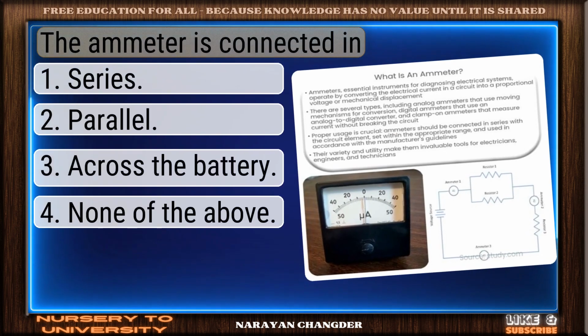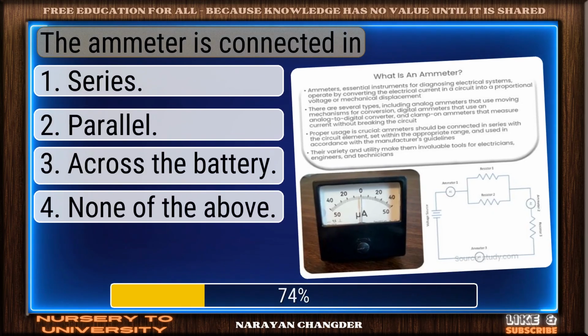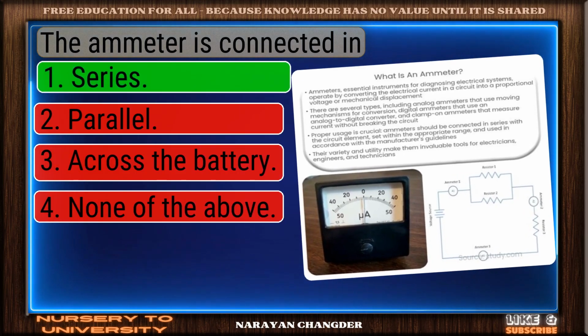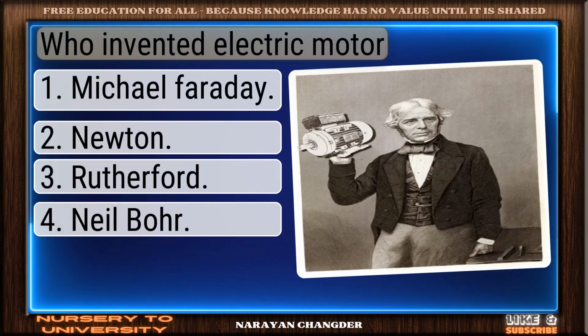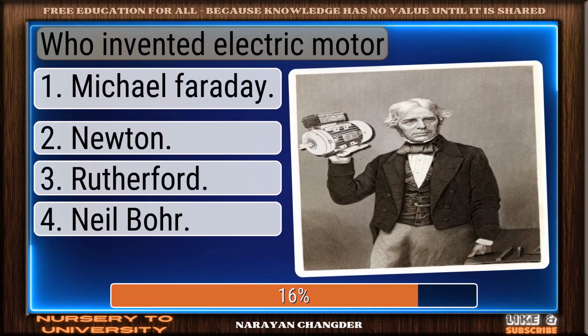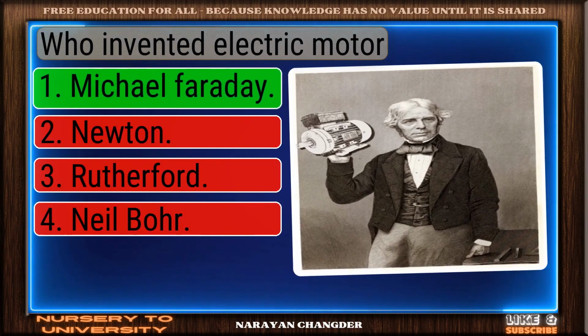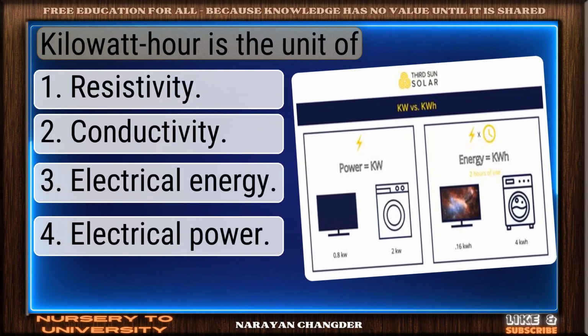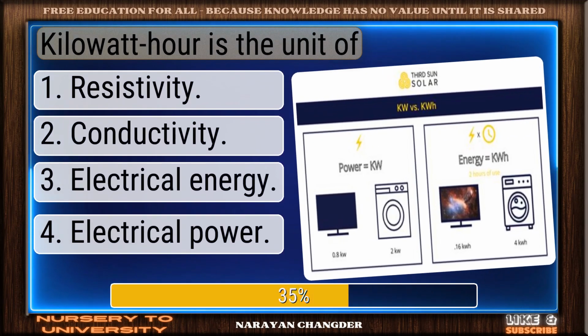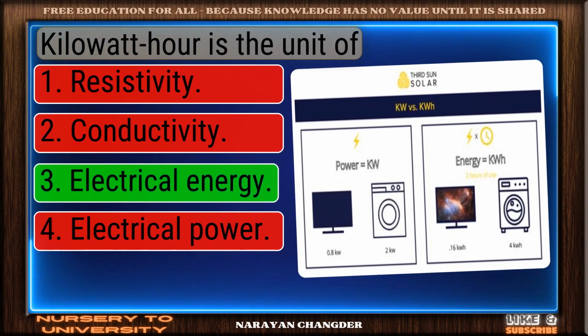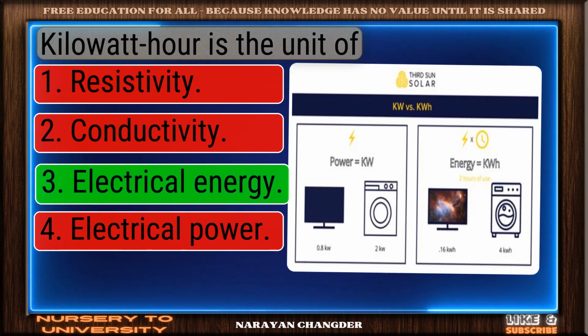The ammeter is connected in... You're right. Series is correct. Who invented the electric motor? Right again. Michael Faraday is valid. Kilowatt hour is the unit of... Clear logic. Electrical energy is sound.